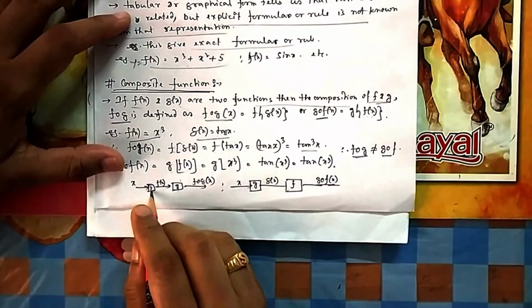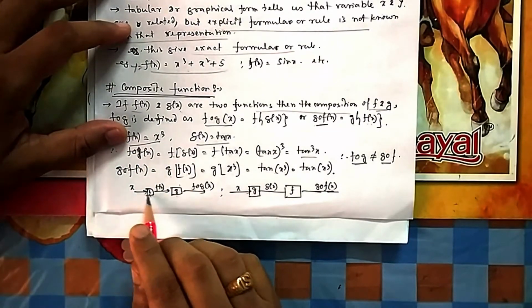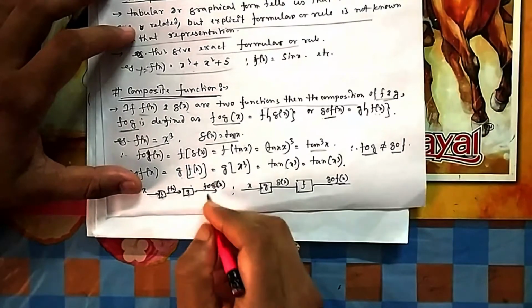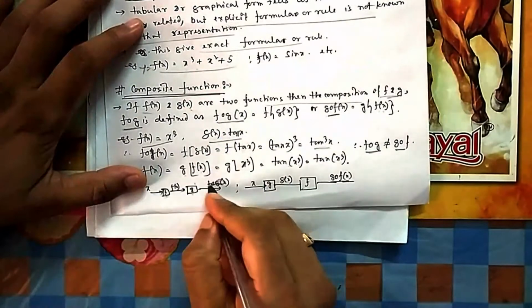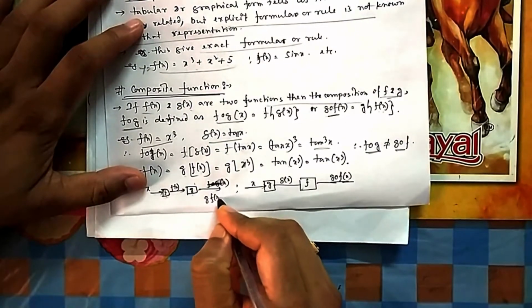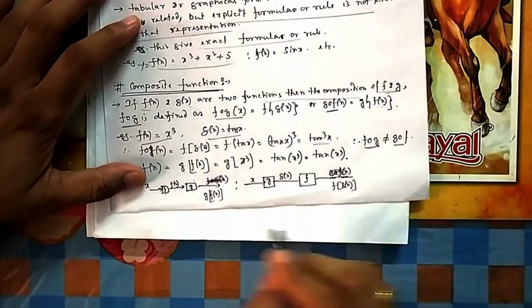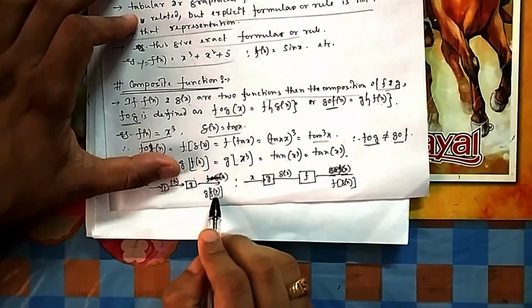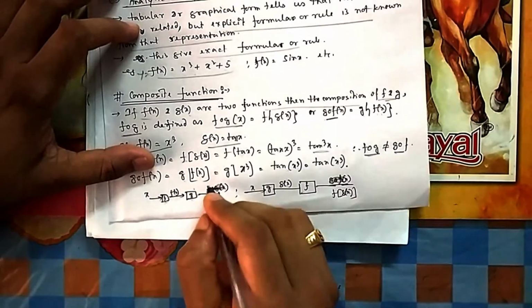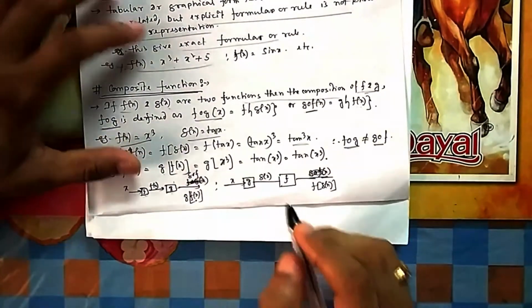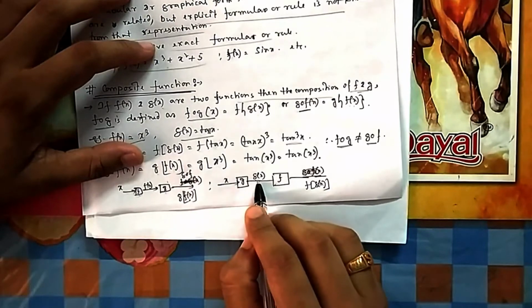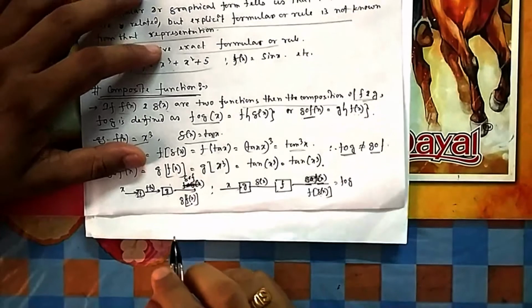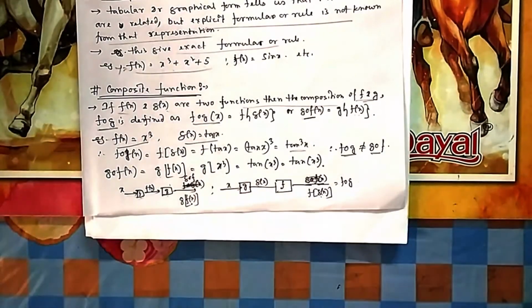First f will eat; this is g of f of x actually, not fog. Just correct it. g is taking f as input. Whatever output f gives, g will eat that, and finally g will give the output. Here in fog, first g will eat, whatever output g gives, f will take that, and f will give the output as fog. You correct all these things in the notes.